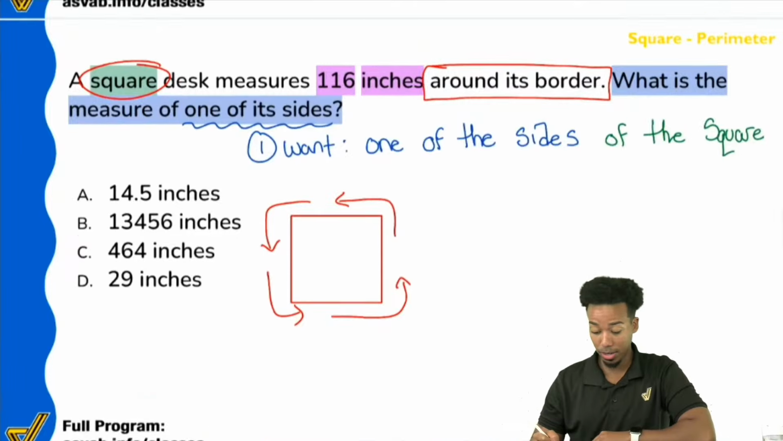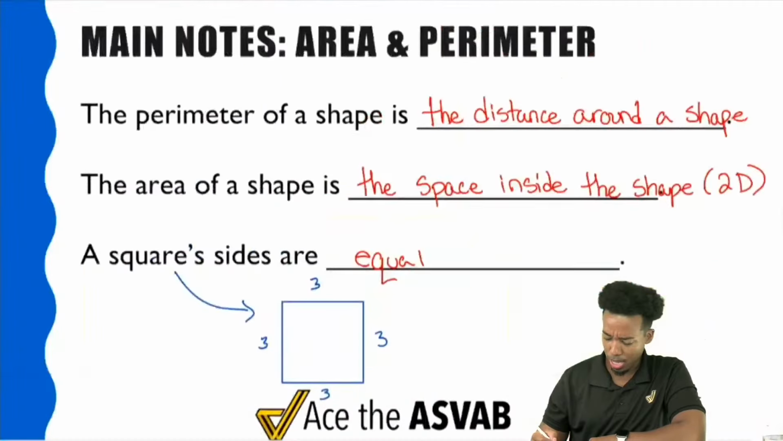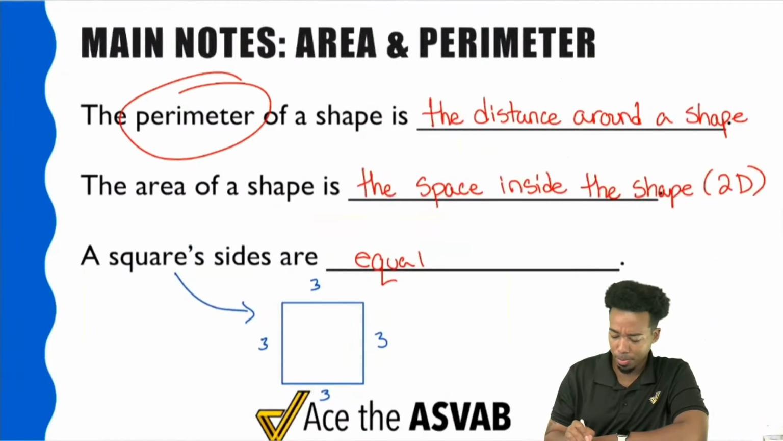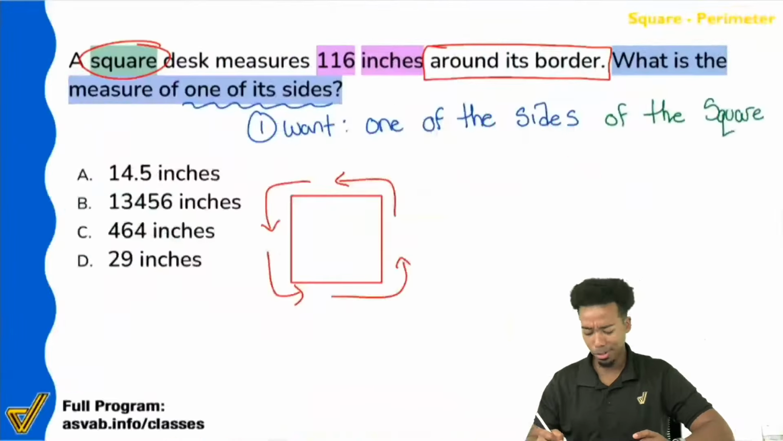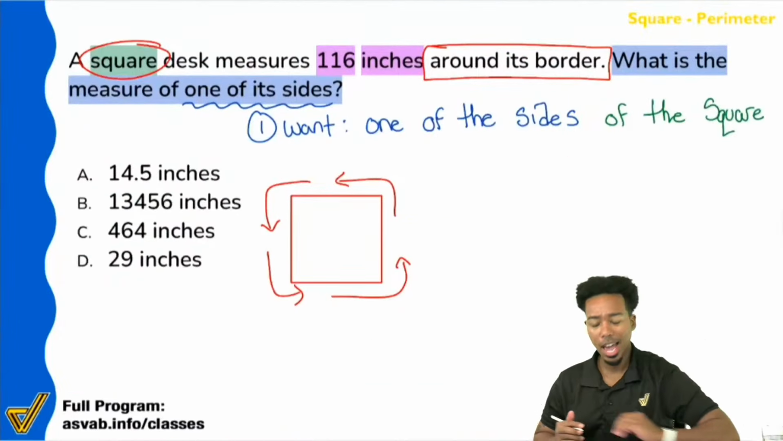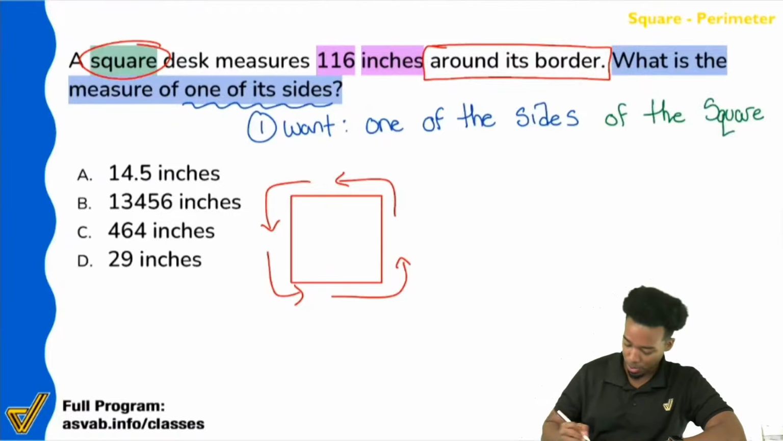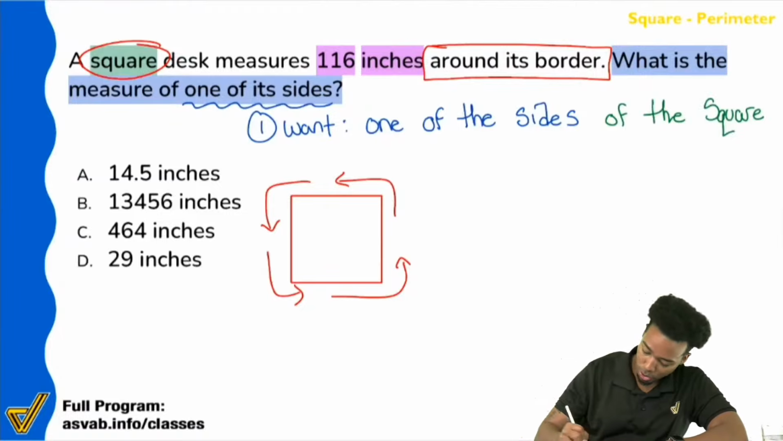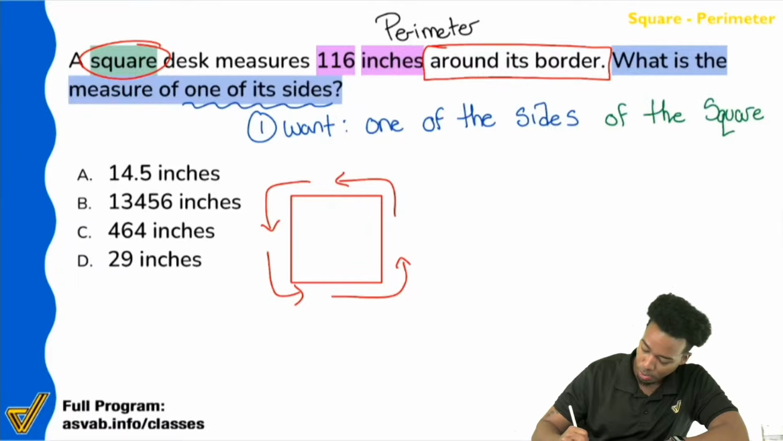If you forgot, let's just go right up over here. Right there. The perimeter of a shape is the distance around the shape. We absolutely talked about this. And so that's how you know what formula you're dealing with. Booyah, right here. That 116 is the perimeter. And what that means is we are dealing with the formula for the perimeter.